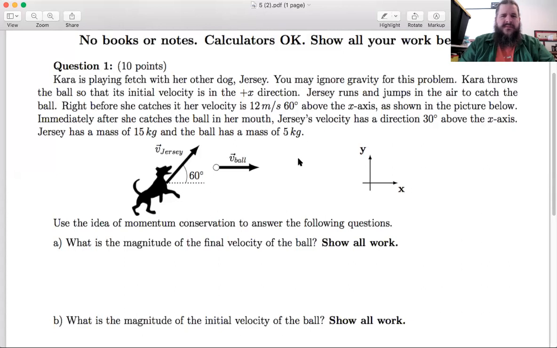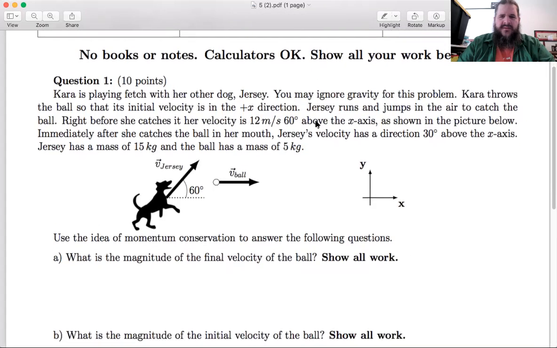Can you see this one? Example with the dog catching the ball. Let's look into this one, because this one gives us a lot of information about a certain situation, and we want to figure out some more of the information.